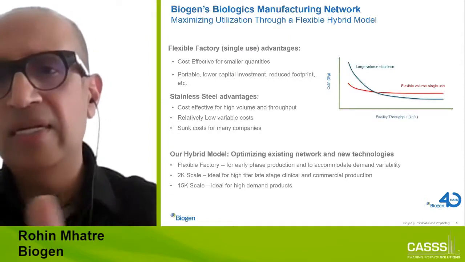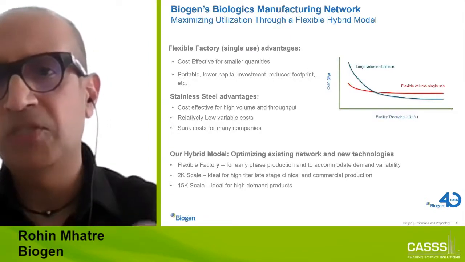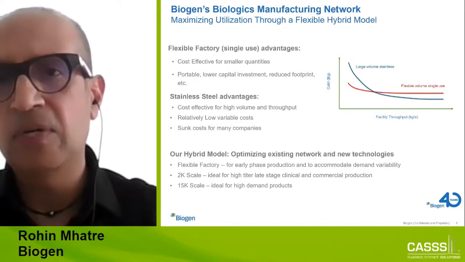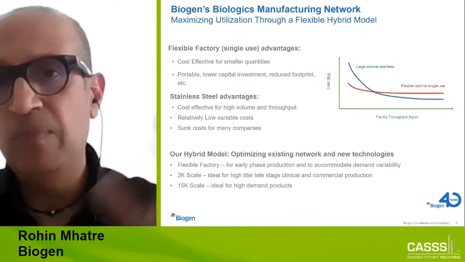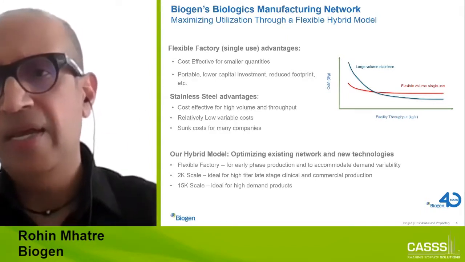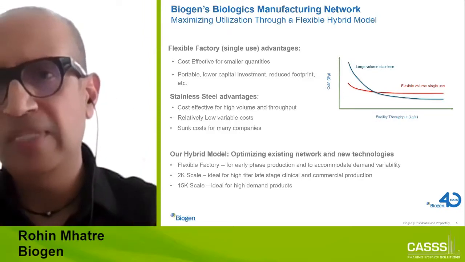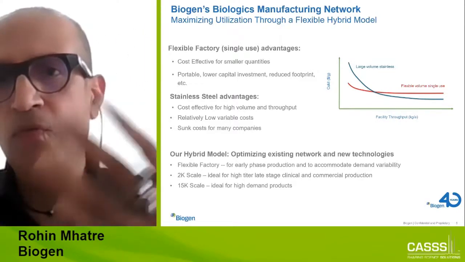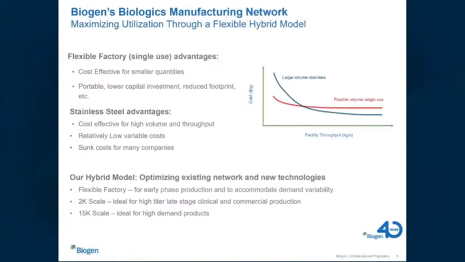Clearly, when you look through all these productions, it all eventually comes down to cost of goods, based on optimization of your manufacturing facilities. These graphs are in some ways self-explanatory. As the throughput goes up, the overall productivity of the facility is optimized, and that results in a cost of goods impact as well.